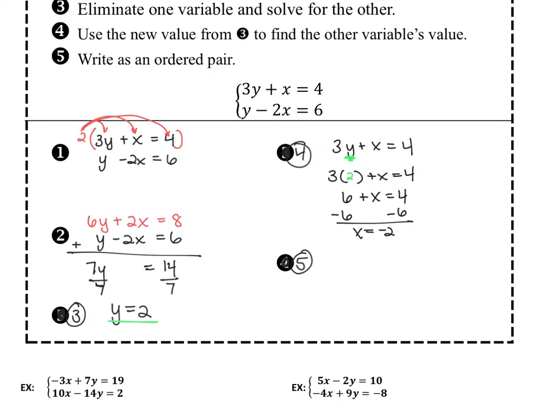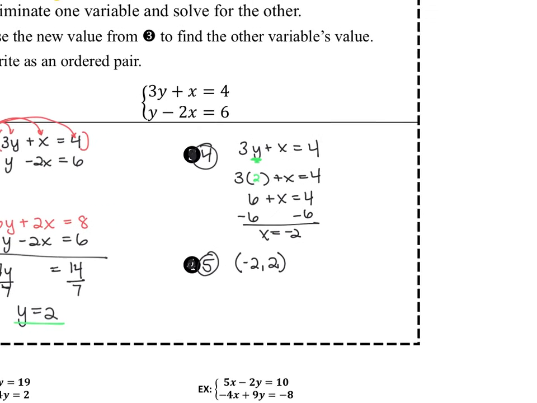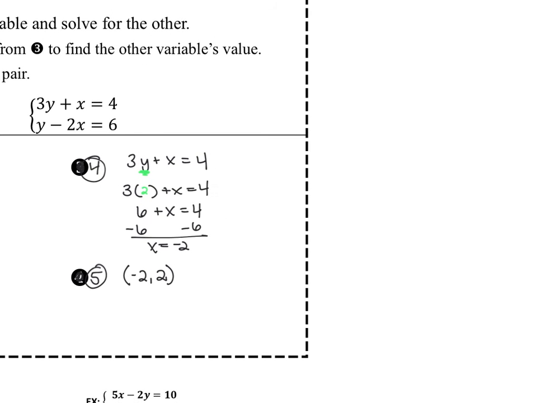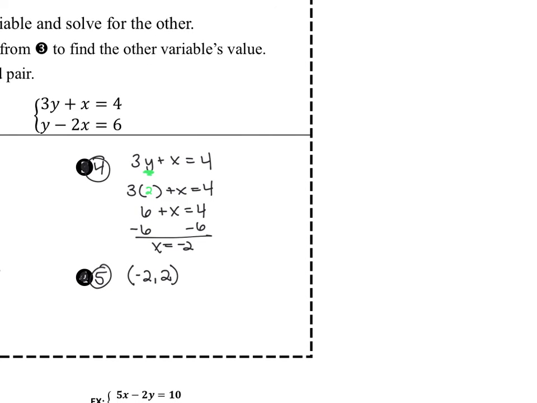So my final answer, the ordered pair that I have, is negative 2, comma, 2, x, y. So x is negative 2, y is 2. And that's how you solve using elimination. Okay, I want you just to watch for a second, and I'm going to move this to the side. And I'm going to repeat this process, but remember how we said we could eliminate either variable? So let's look at what that might look like.